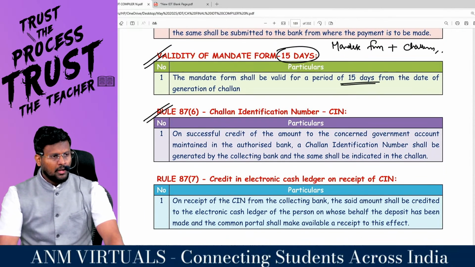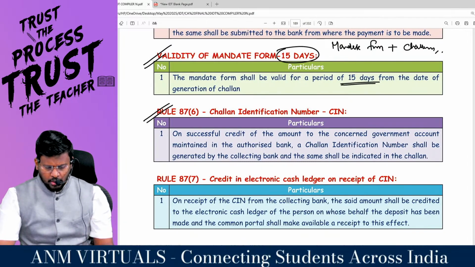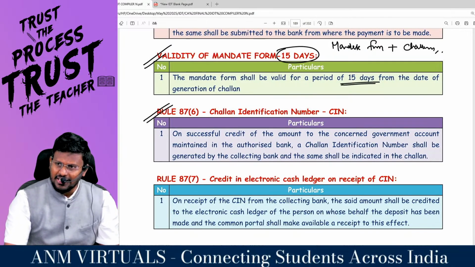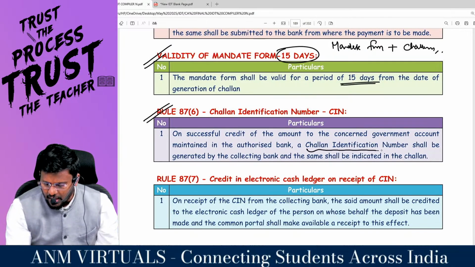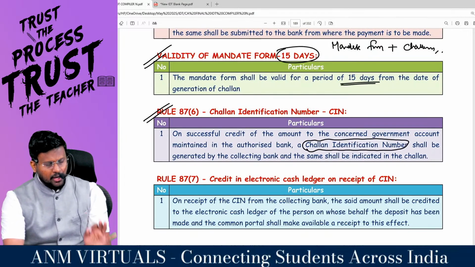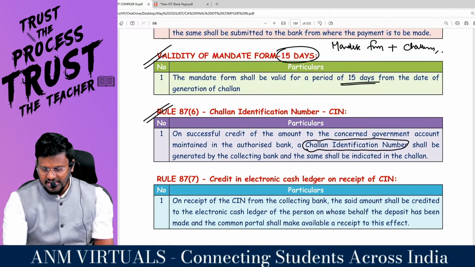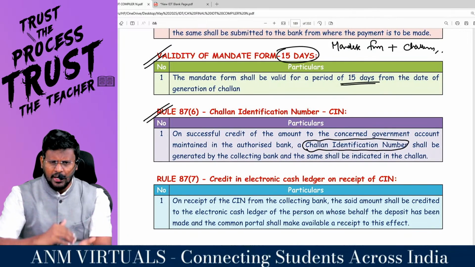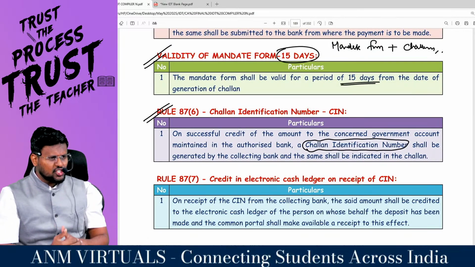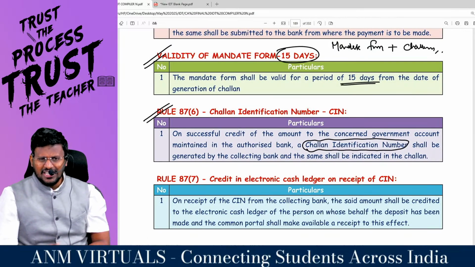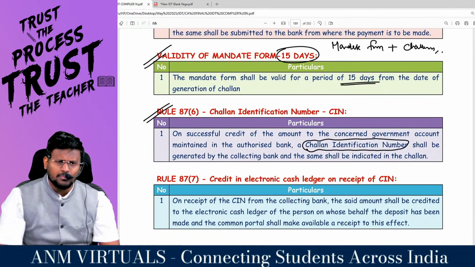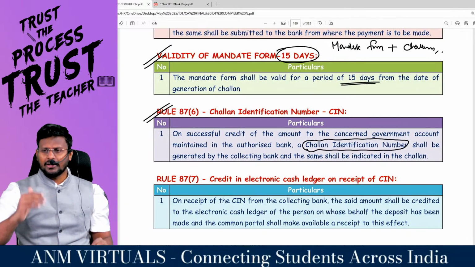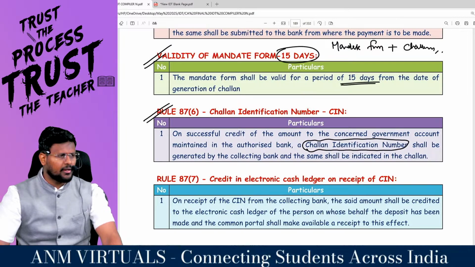Sir, this is another 1 mark MCQ for you. On successful credit of amount to the concerned government account maintained in the authorized bank, a Challan identification number shall be generated by the collecting bank and the same shall be indicated in the Challan. For example, if you want to make any payment to the electronic cash ledger, you have to create the Challan. Once you create the Challan, that Challan will be maximum valid for 15 days. But practically, we will make the payment immediately. We will generate the Challan and make the payment immediately.